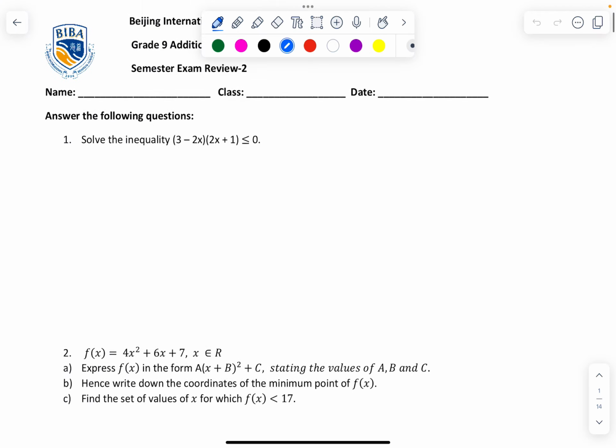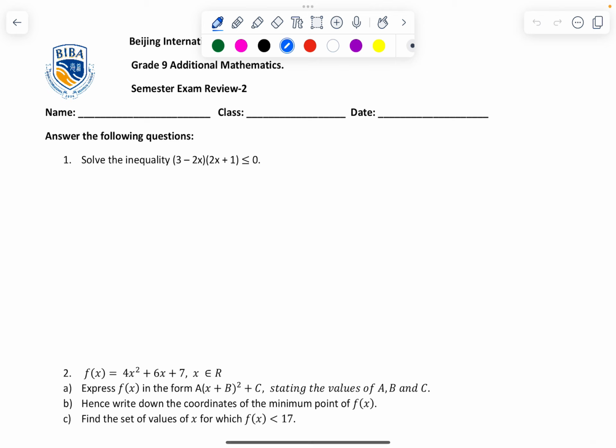Question number 1. Solve the inequality (3 minus 2x) times (2x plus 1). Okay, so let me expand this one first. 3 times 2x is 6x plus 3 minus 4x square minus 2x is less than or equal to 0. So negative 4x square plus 4x plus 3 is less than or equal to 0.